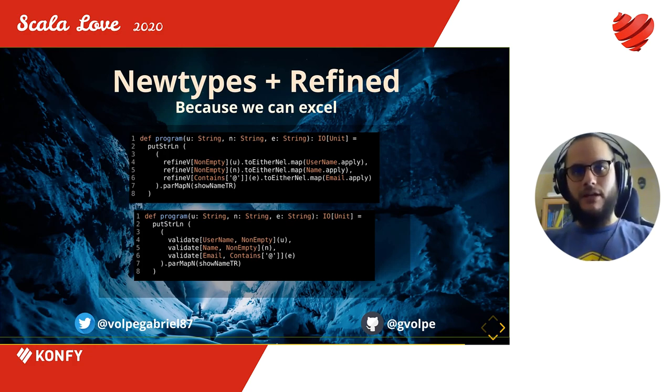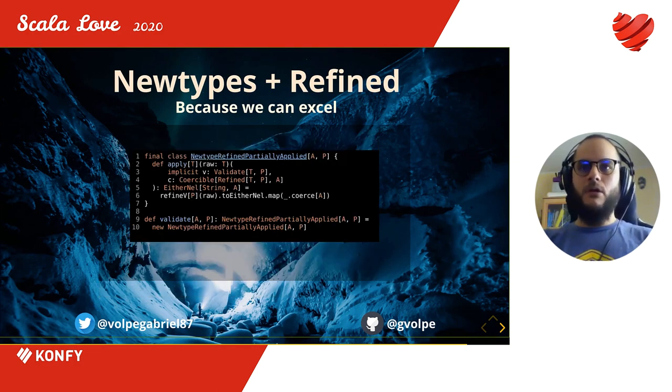And I wrote this validate function, which takes a newtype and a predicate and the raw value as the input, and it actually does the same. It converts it to Either Null and it maps it to the newtype after refining the raw value. And this is how it's defined, and basically it makes use of refined type classes and newtype type classes. This Coercible is defined for any newtype, and we can see that we convert to a newtype in the last map call using this coerce method, which is given by the Coercible type class. So that's it. That's all we had to do in order to define this.